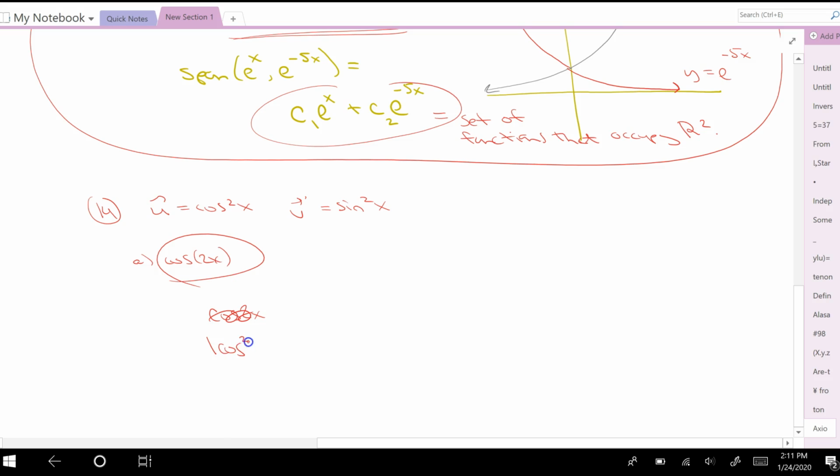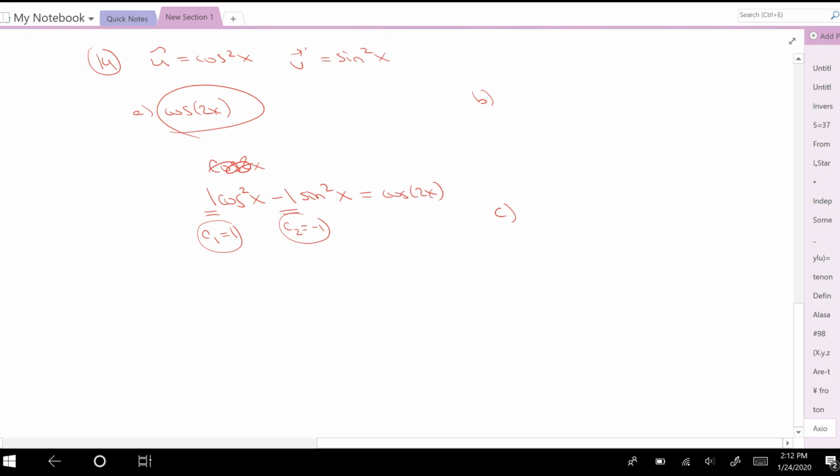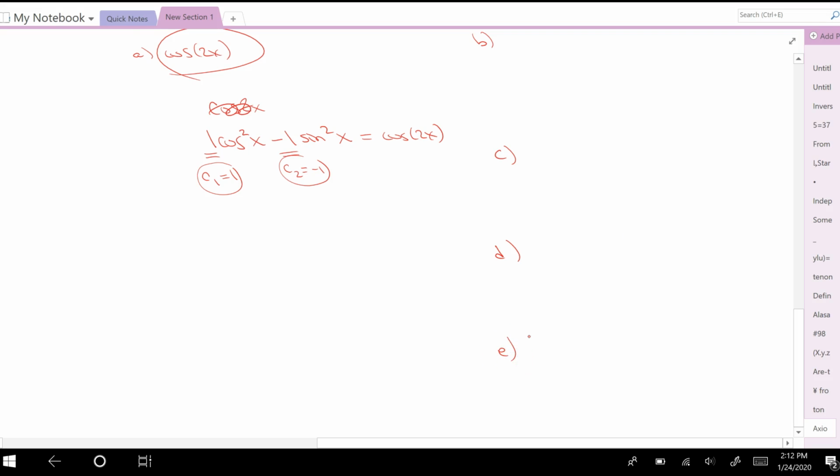Cosine of 2x equals 1 times cosine squared x minus 1 times sine squared x, by the cosine double angle formula. Here, C1 equals 1, and C2 equals -1. So yes, cos of 2x does lie in the span of u and v. How about B and C, D and E? Go ahead and try those and replay me for the answers if you would like.